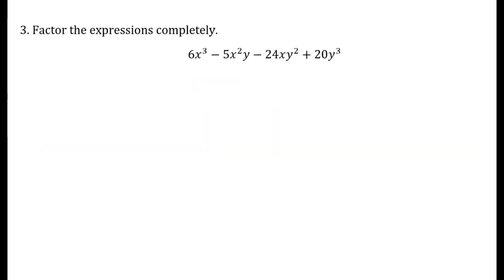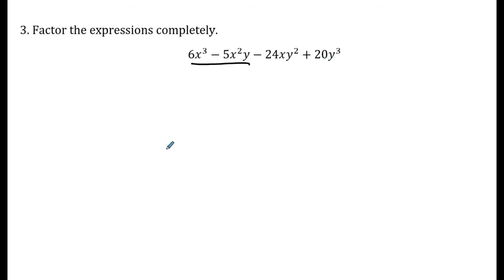Number 3, factor these expressions completely. These 3 expressions on this page take a little bit more work, and they're a little bit trickier, but they're absolutely doable by grouping. I've got 4 terms. That's an automatic key to group. Are there any common factors? Not everyone has an x. Not everyone has a y. 6, 5, 24, 20, no.